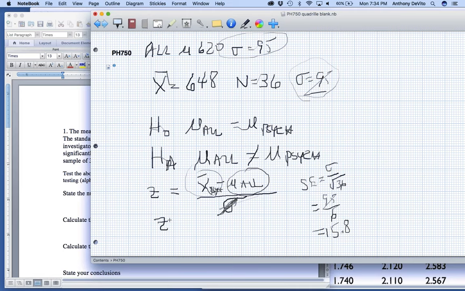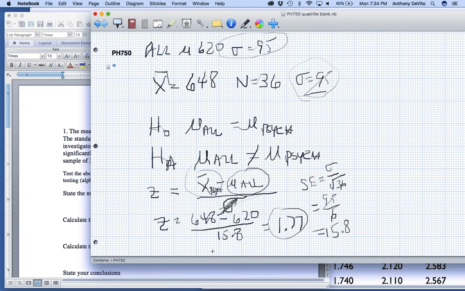So what's our z-score equal to? It's equal to x bar, which is 648, minus the mean for the population, 620, over 15.8. Since I lost my calculator, I'm dependent on you guys to tell me what that is. 1.77. That's our z-score.